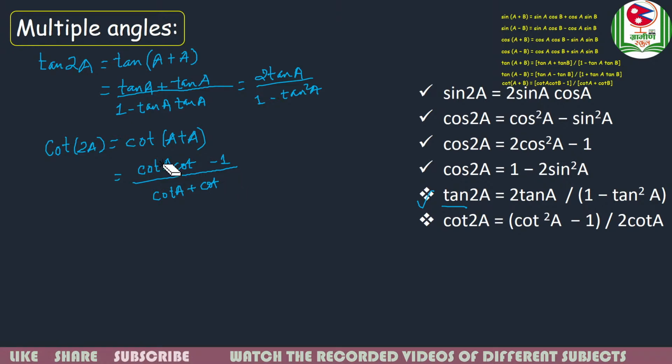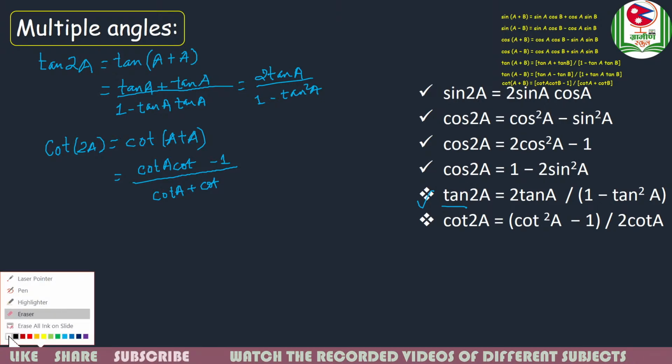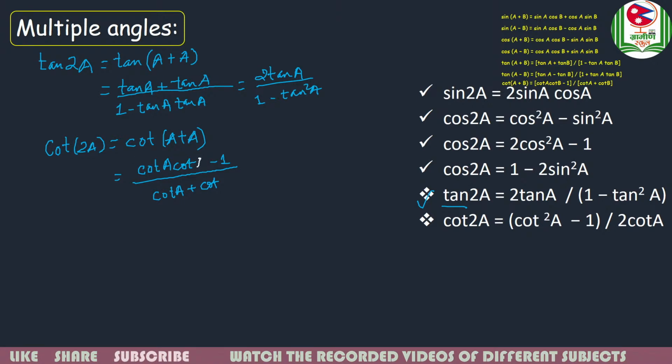So we will replace this b by a. So what we will write? Cot a into cot a, and this is going to be cot square a minus 1 upon 2 cot a. So we have also proved this formula.